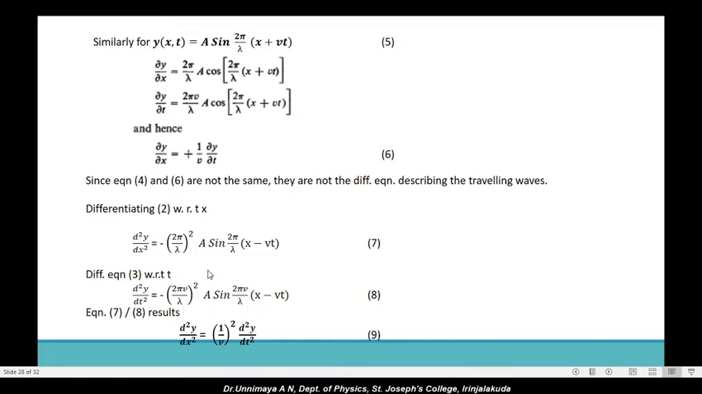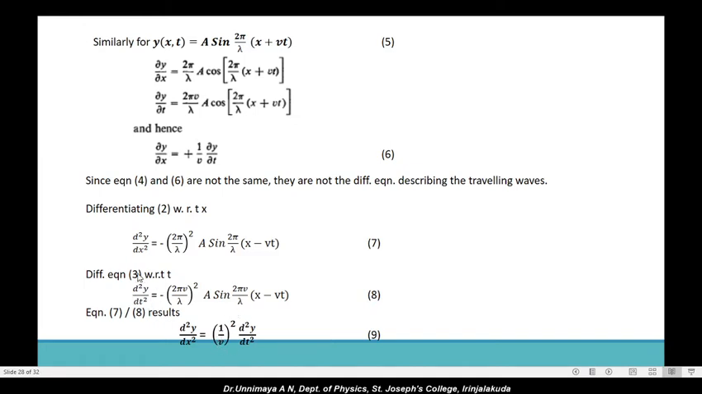vt വരും. സോ അഗെയിൻ ഡിഫറൻഷിയേറ്റ് dou square y by dou x square divided by dou square y by dou t square ചെയ്യുക. അപ്പോൾ നമുക്ക് എന്ത് കിട്ടും? ഇവിടെ ഈ വി സ്ക്വയറിൻ്റെ ടേം മാത്രം ഉണ്ടാവും. അവിടെ ഈ മൈനസും ക്യാൻസൽ ആയി പോവും. 2 pi by lambda whole square, 2 pi by lambda ക്യാൻസൽ ആയി പോവും. a sin this term cancels with this term. സോ ആകെ ഉണ്ടാവുക 1 by v സ്ക്വയറിൻ്റെ ഒരു ടേമാണ്. സോ dou square y by dou x square divided by dou square y by dou t square equal to 1 by v square എന്ന് കിട്ടും.